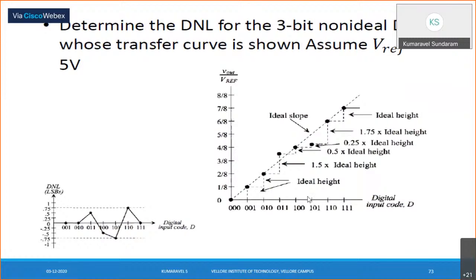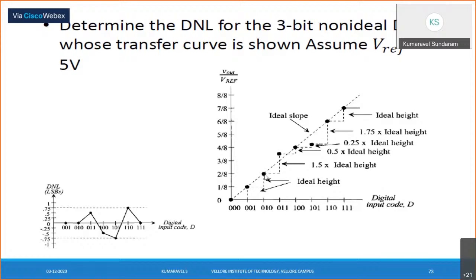So for 001, the actual height and ideal height are the same, right? So it is going to be 0. DNL we can represent in terms of LSB. We know 1 LSB is equal to Vref by 2 power n. Based on that, we can quantify it as 0.25 LSB, 0.5 LSB, 0.75 LSB, like that. So 001 is 1 by 8. The ideal height and the actual height are the same.